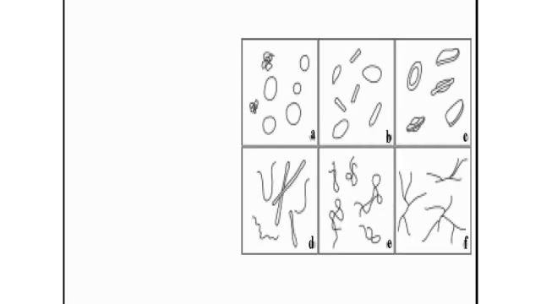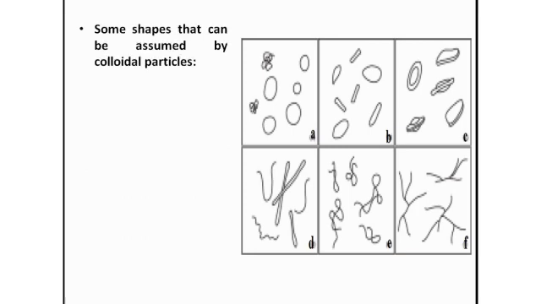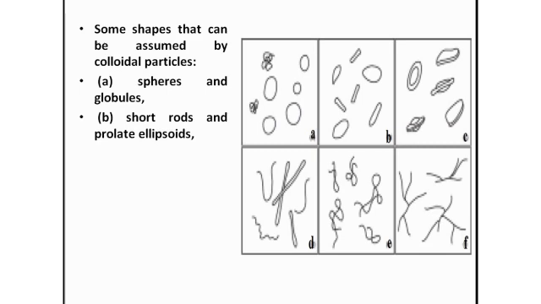Now let's see the shapes the colloidal particles form. Some shapes that can be assumed by colloidal particles: the first shape is the sphere or globules. B, they may form short rods or prolate ellipsoids. This is another shape of the colloid. Third is the oblate ellipsoid, and flakes. These are the flakes. They can form a flake-like shape.